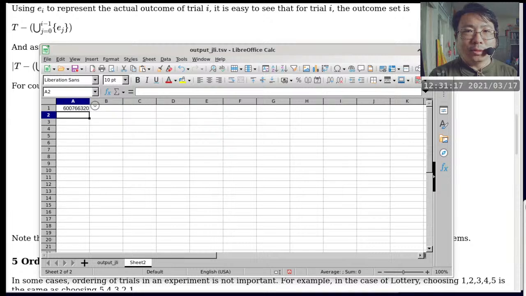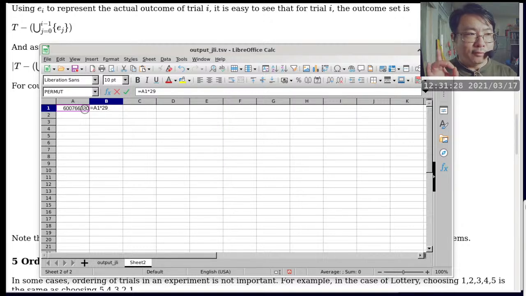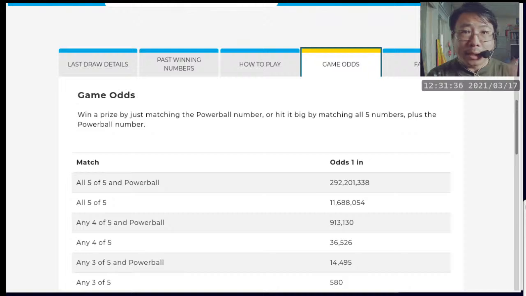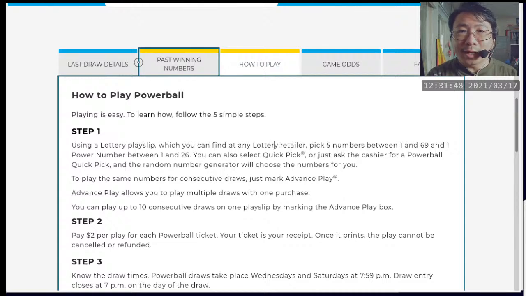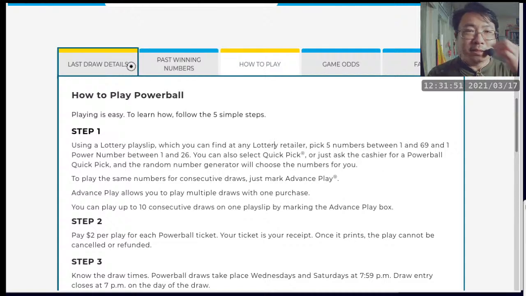Because if we take the number of permutations and then we multiply that by 29, which I think is 29, which is the number of choices. Is it 26 or 29? I cannot remember. Let's go back to the rules and find out. How to play. All right. So yeah, it's 26 and the other one is 69. It's interesting why they choose 69 for the first one. It's interesting. I'll tell you why I find it interesting.